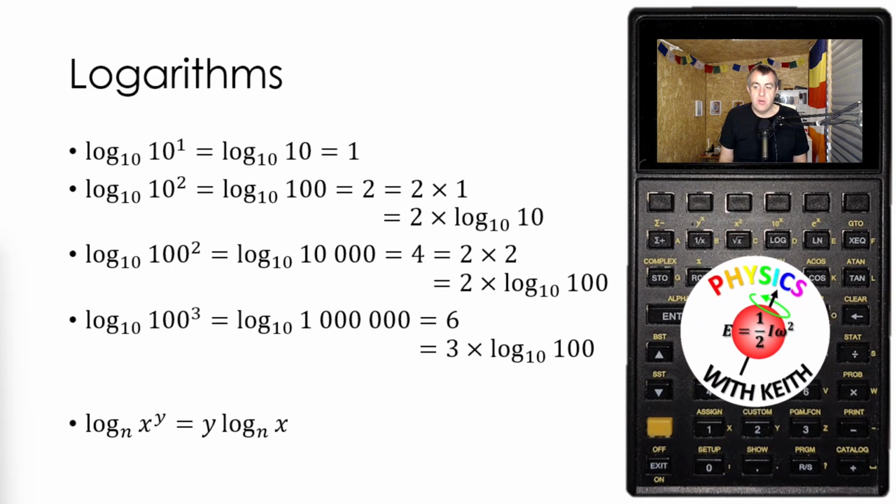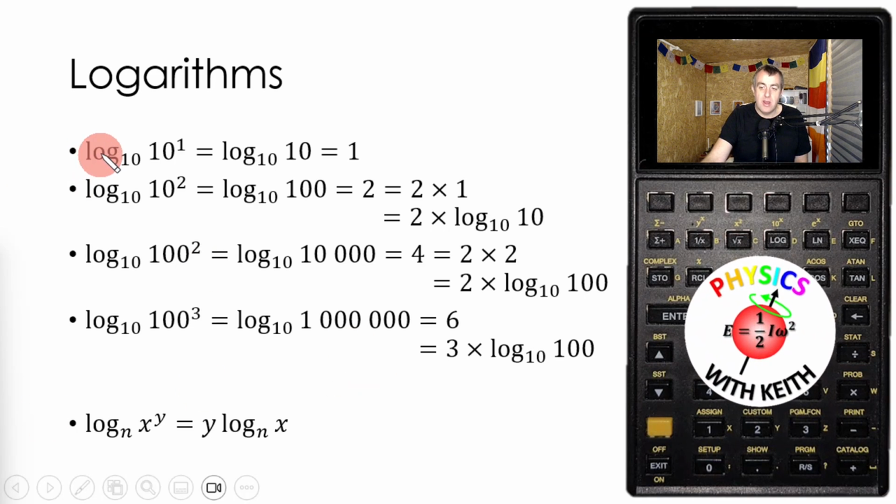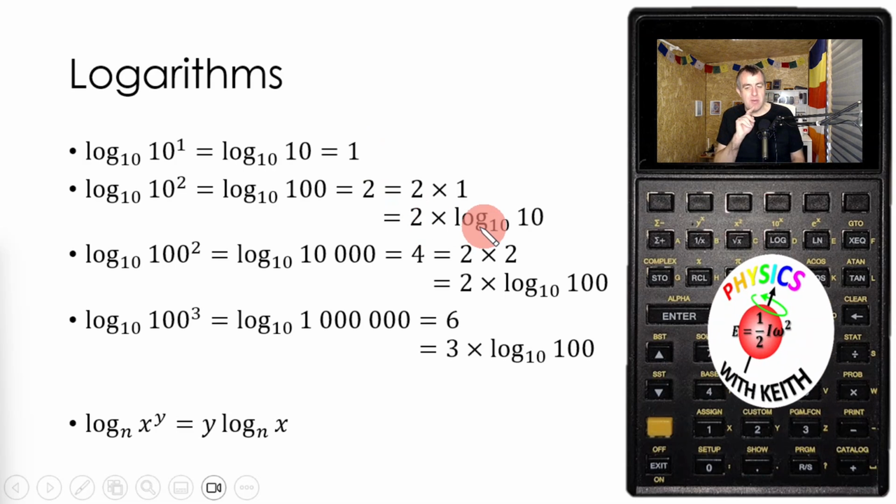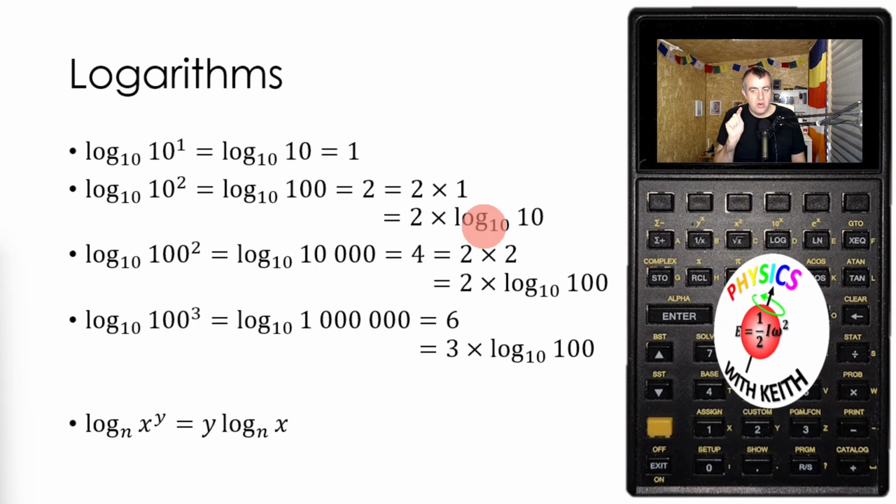Let's have a look at a few examples here. Don't know if this helps you at all. Maybe it does, maybe it doesn't. Log to the base 10 of 10 to the power of 1 is just log with a base 10 of 10, which is 1. Log with a base 10 of 10 to the 2 is going to be log of a base 10 of 100, which is 2, which is actually also 2 times log of the base 10 of 10. You can see that from the first line. That's interesting. Log with a base 10 of 10 to the power of 2 is the same as 2 times log with the base 10 of 10.